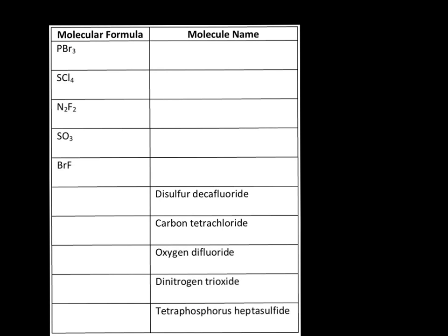All right, so let's try some examples here of writing the name of the molecule from the formula. And so these are all going to be molecular compounds. So we have one phosphorus, and since it's the first element, we don't have to put a prefix on it. So it's just going to be phosphorus. And then we've got 3 bromines, and so that's going to be tribromide.